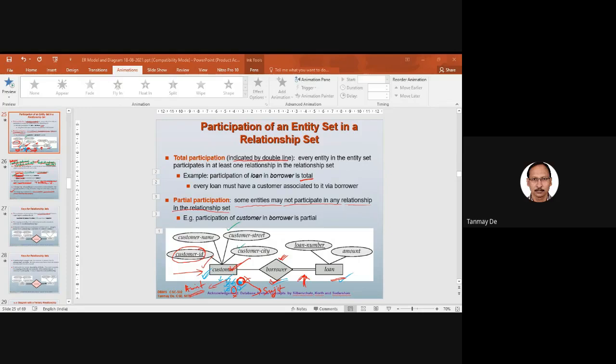Now I changed the slide. At that moment, the key for relationship set slide is visible. Which slide have you seen? Participation of entity set in a relationship set, sir.